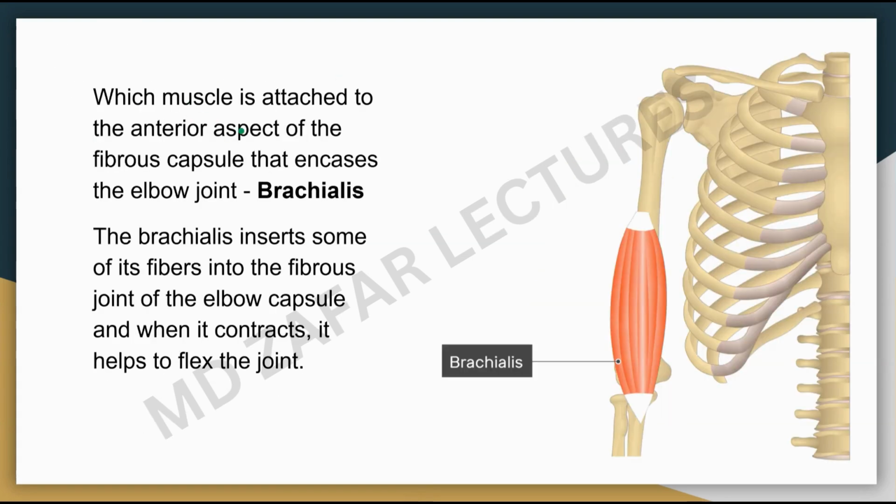So which muscle is attached to the anterior aspect of the fibrous capsule that encases the elbow joint? So answer here would be the brachialis. So brachialis takes its origin from around the middle part of the shaft of the anterior aspect of the humerus, and it inserts on the ulna, and it is also in that area where the fibrous capsule of the elbow joint is present. So brachialis inserts some fibers into the joint fibrous capsule. So that is the area which is going to have its insertion, and the function is to flex the elbow joint.